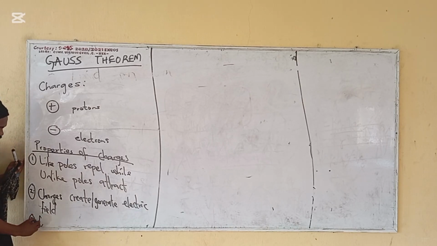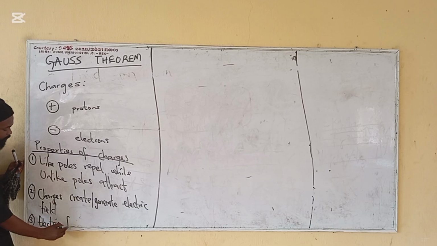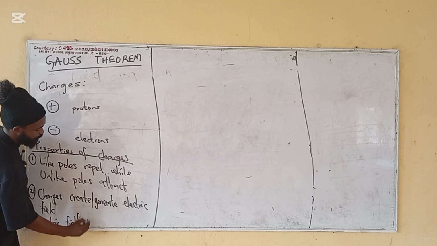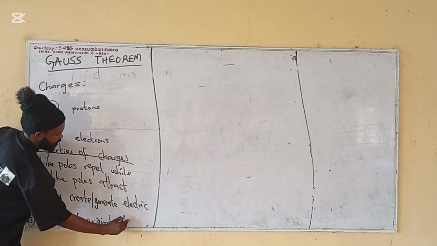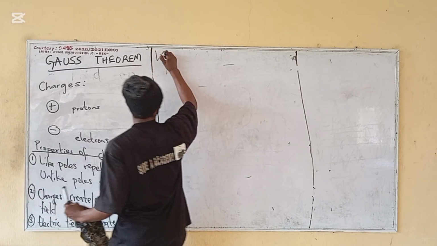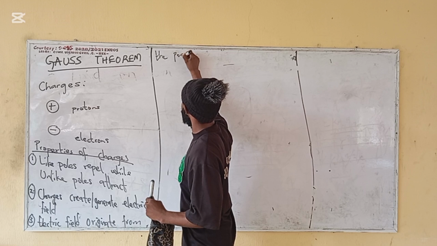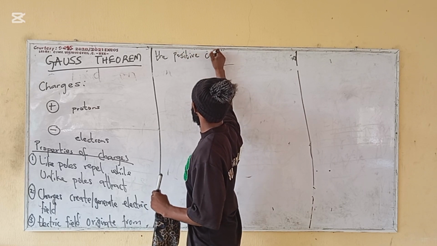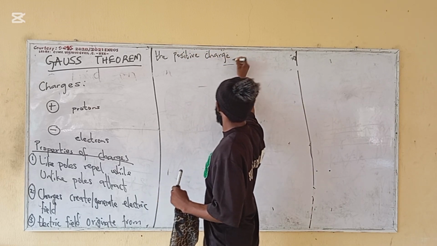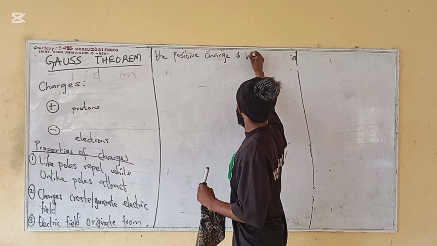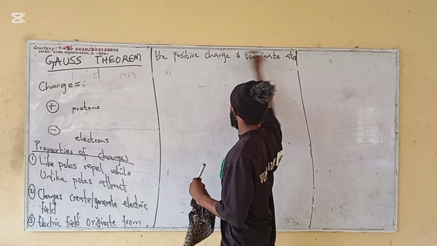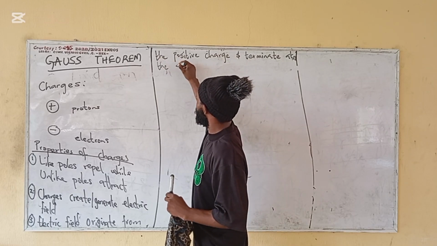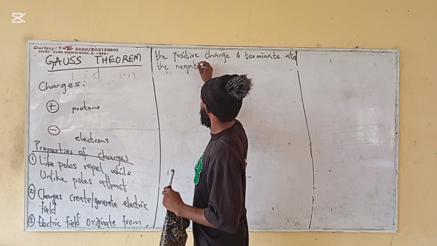Number 3. Electric field originates from the positive charge and terminates at the negative charge.